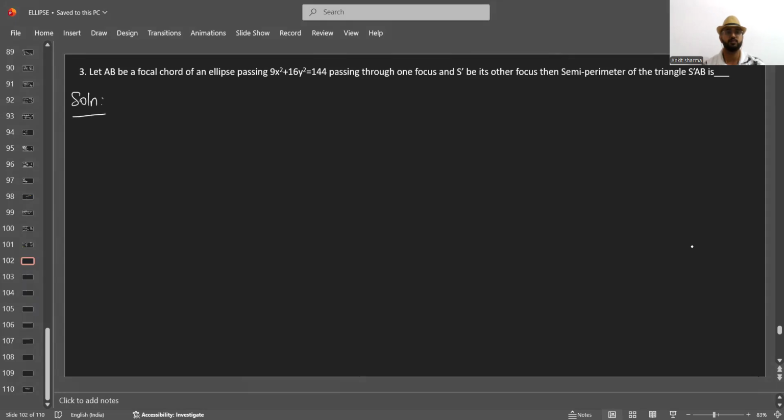So coming to the next problem, we have AB is a focal chord of this ellipse passing through one focus, and S'B is at the other focus. Then the semi-perimeter of triangle S'AB is what? So let's draw the diagram for this. We have here x² over 16 plus y² over 16/9 is 1. And then AB is a focal chord. That means we can just draw the diagram here. It will be looking like this.